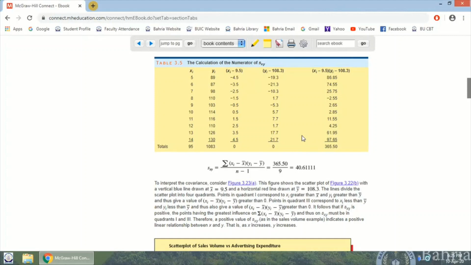Then you are going to be dividing it by n minus 1 in this case. How many values do we have? 10, so we're going to be dividing it by 9. And you get 9 point, there is a mistake in this value.